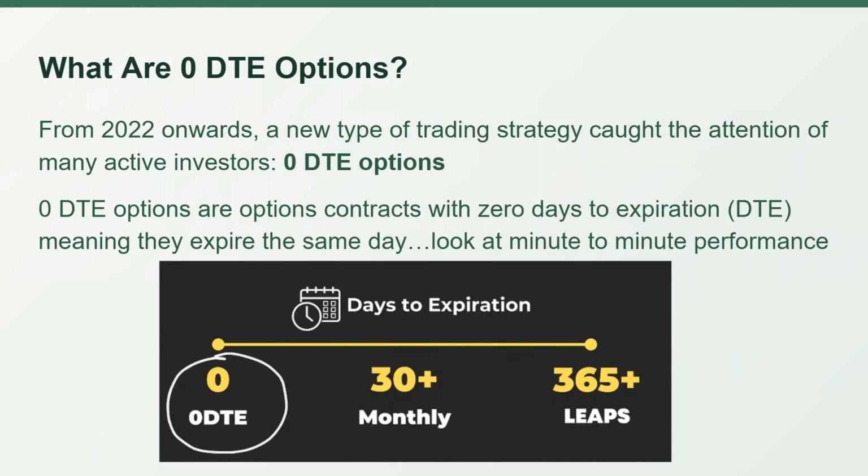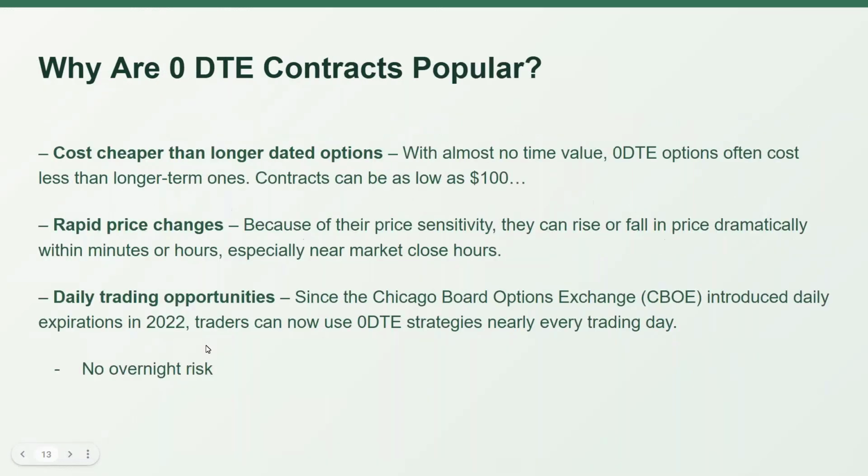We can see on the scale here, you have 365-day plus, those are LEAPS. And on the very extreme end of the scale, where you just have a few hours to trade, are the zero DTE contracts. So why are they so popular? Well, there are several reasons. The first being that they're much cheaper than longer dated options. So people with smaller accounts can actually trade well with these and scale in and out, for example. They cost a lot less because there's no time value left on them. But they can be really cheap, as low as about $100 for a contract.